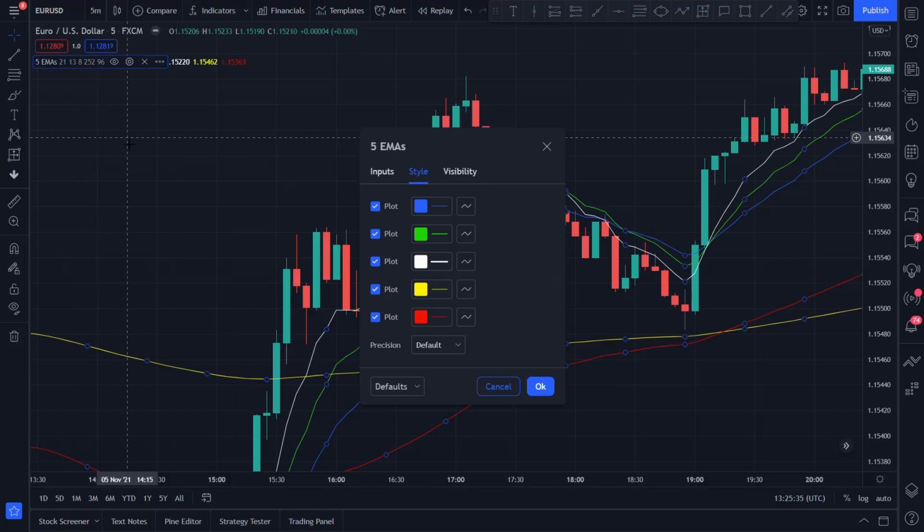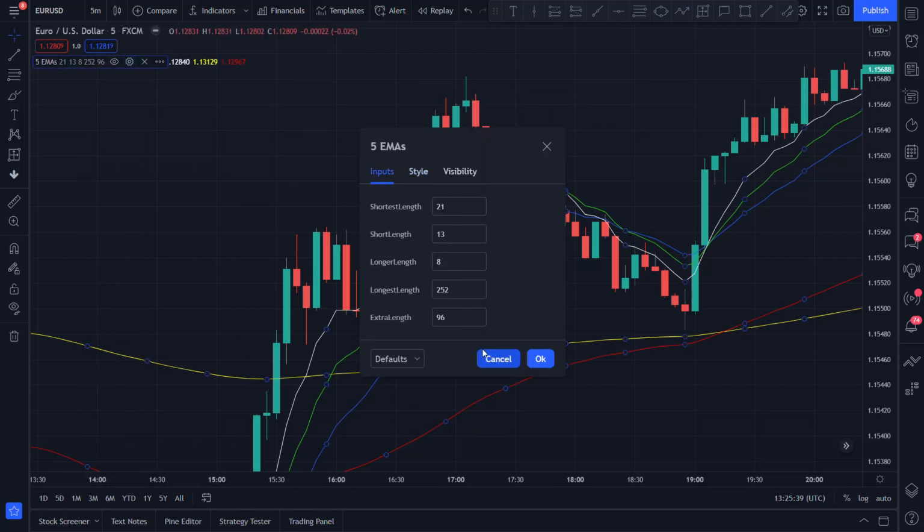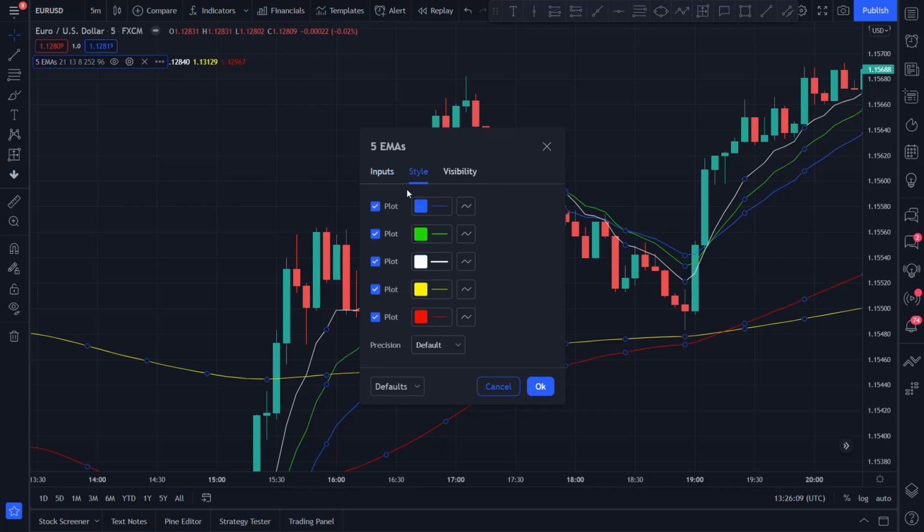So let's do that. After you got that set up on your chart, go into the settings and change the inputs to these EMAs. The first 3 EMAs are going to be representing our 5-minute EMAs, the 21, the 13 and the 8. And the last 2 EMAs are going to represent the 1-hour time frame, 8 EMA and the 21 EMA. Now go into the style and change your color settings to these. And you are all set.